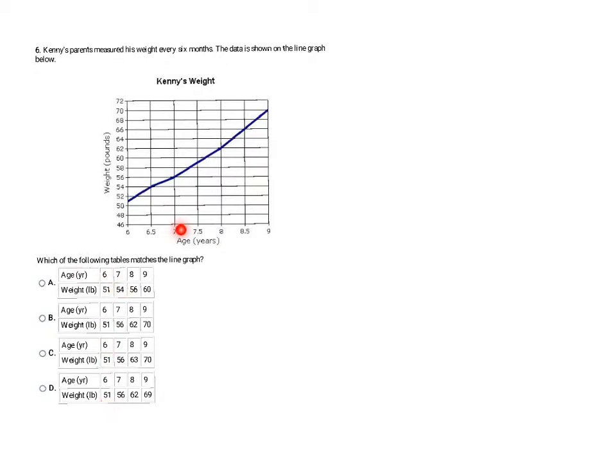My next one is at 7 years. So I'm going to go to 7, not 6.5, 7. Don't let it trick you. And he weighed 56 pounds. Well, that's going to narrow out choice A.